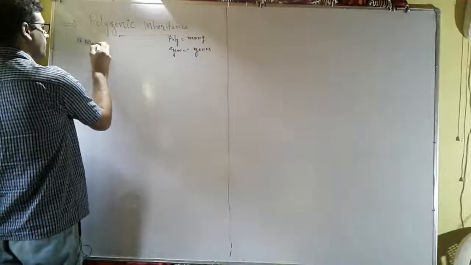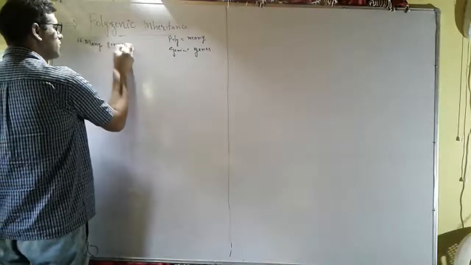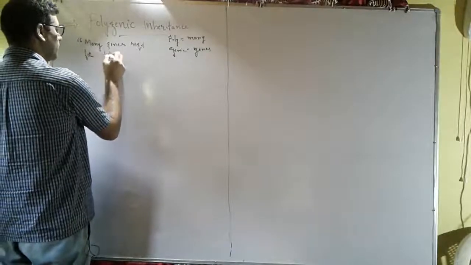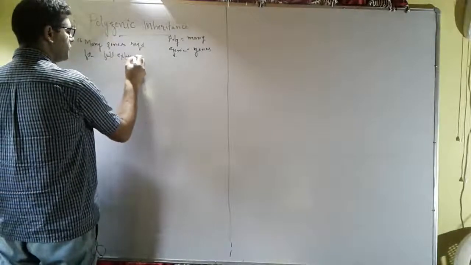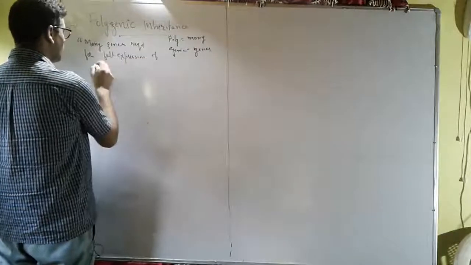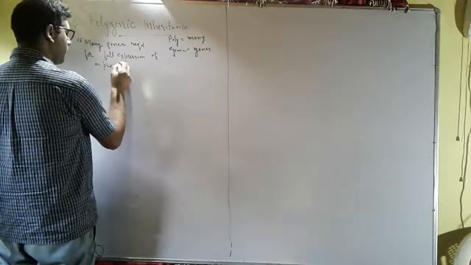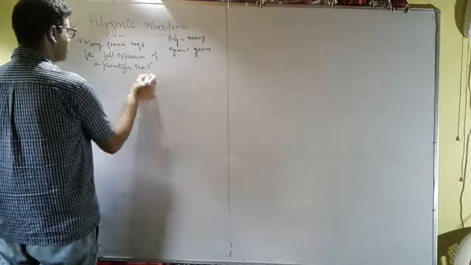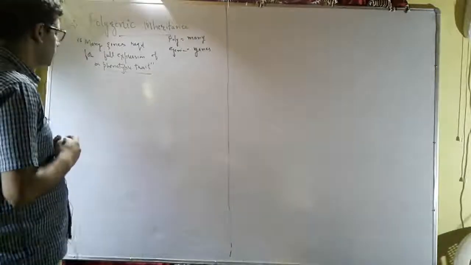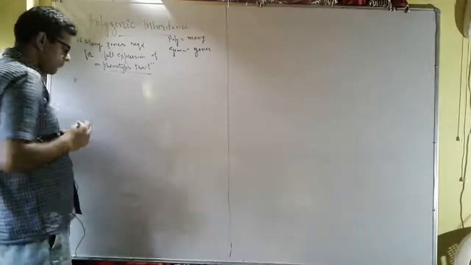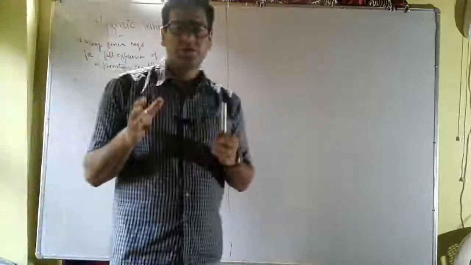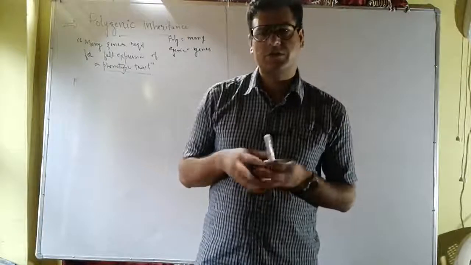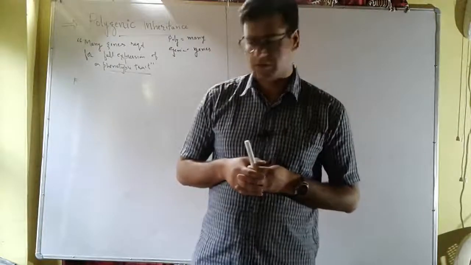Many genes are required for the full expression of a phenotypic trait. This is called polygenic inheritance. A trait which is controlled by two or more than two genes is what is called polygenic inheritance.